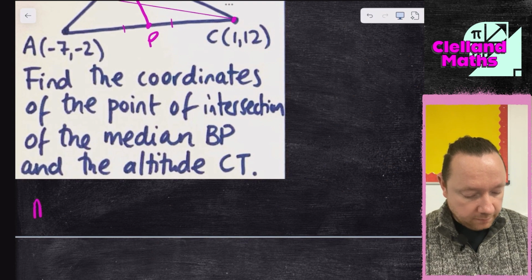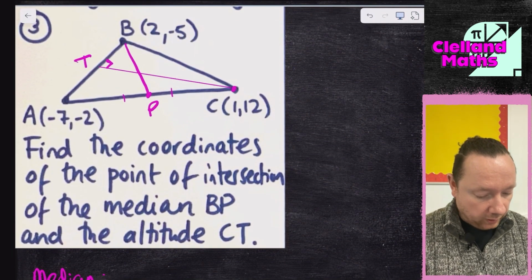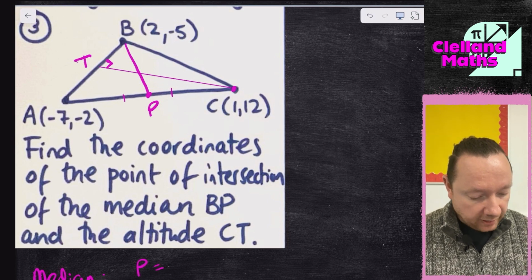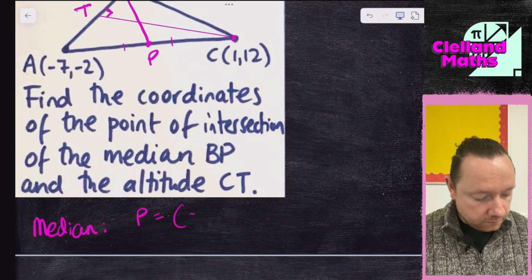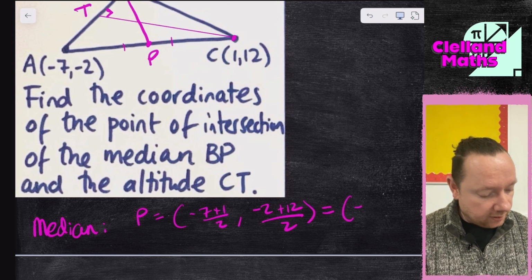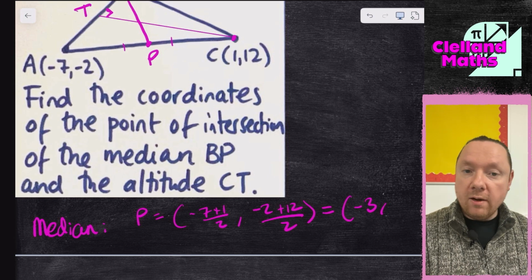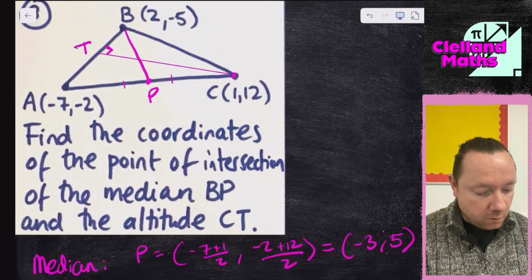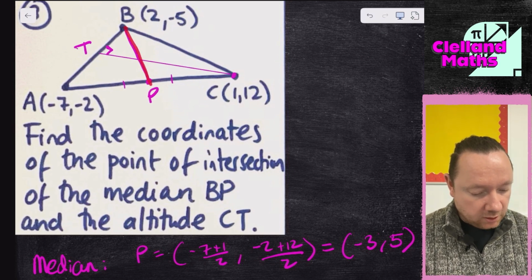So looking at our median, for medians, you need the midpoint. So to get P, I just add up -7 and 1 and divide by 2, and add up -2 and 12 and divide by 2. So -7 and 1 is -6, over 2 is -3, -2 and 12 is 10, over 2 is 5. So we'll get -3, 5 for our midpoint. And then, since we've got our midpoint, we don't know the gradient, but we've got B to P, so we can work out the gradient.